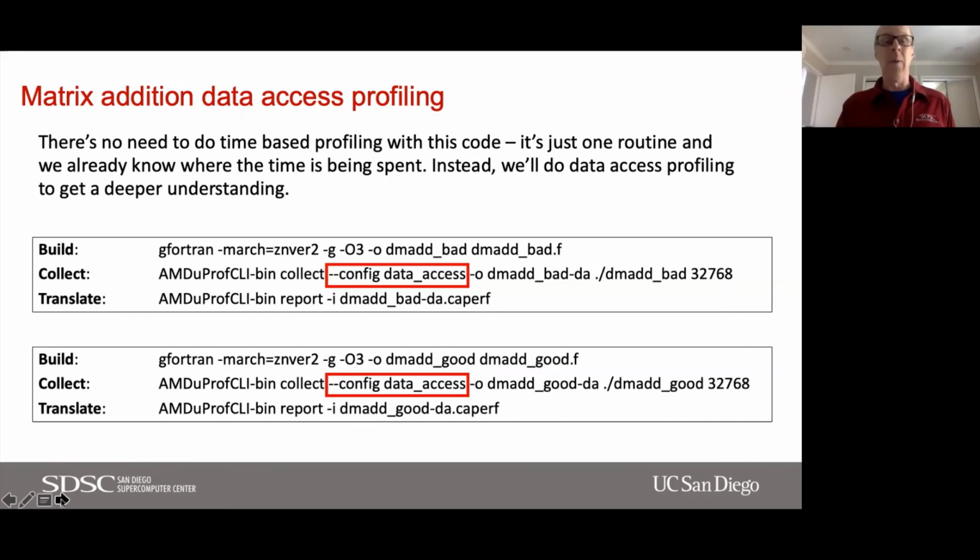So we're going to build the code. In this case, I use gfortran. I have source code files named dmad_bad and dmad_good.f to indicate that I'm using the good or the bad loop nesting. So I do the compilation. I use the AMD uprof CLI bin tool with the collect option. And in this case, I'm going to set the configuration to data access. And then I do the translation.